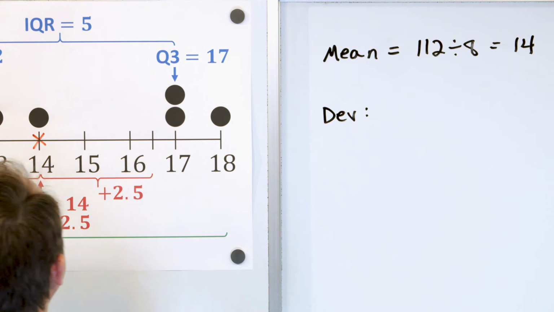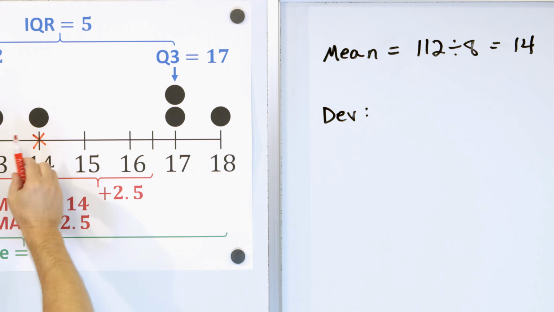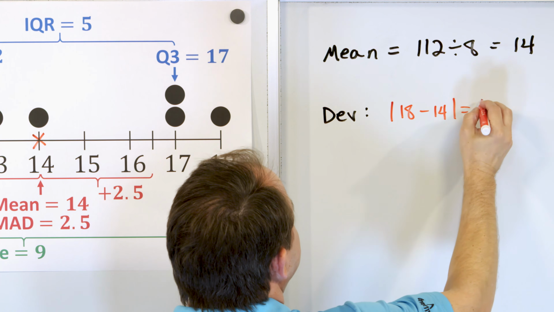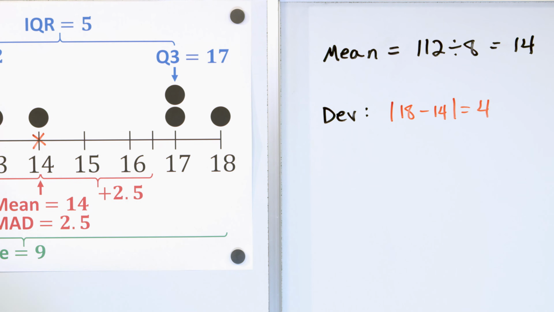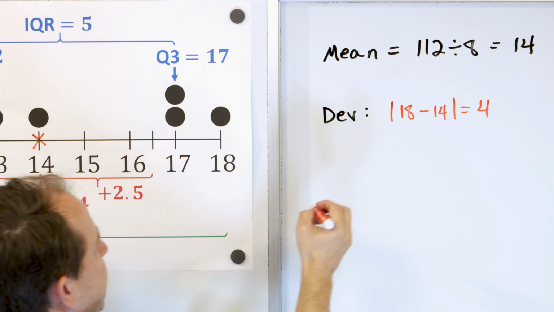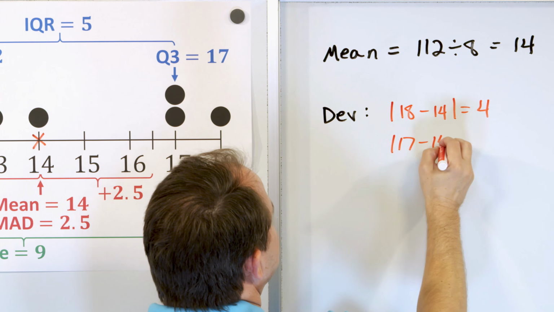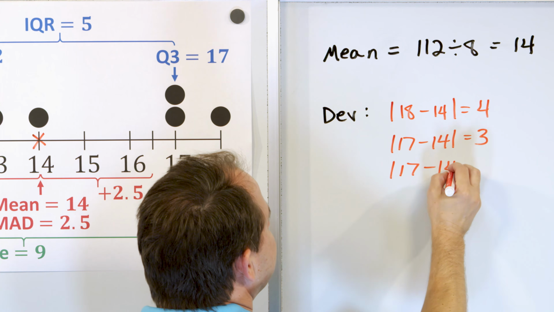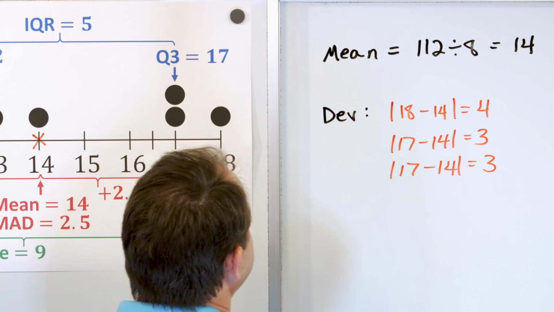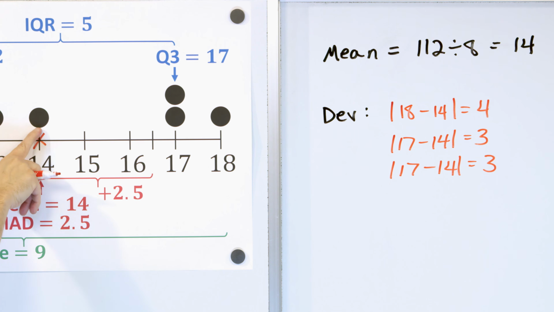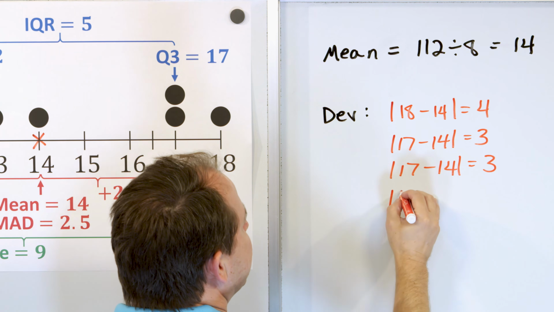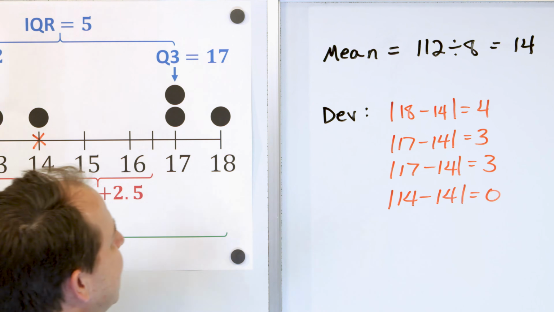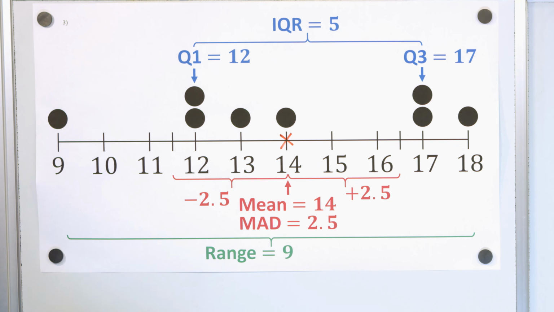All right, so we have 18 minus the mean of 14. That's a difference of 4, so the absolute value is, again, 4. 17 minus 14. This is 3. Take the absolute value, you get 3. But we had 2 of those points at 17, so we have to have both of them here, and we just get 3. Next, we have a point at 14, but that's just the same number as the mean. So 14 minus 14, you get 0, which means your absolute deviation is 0.